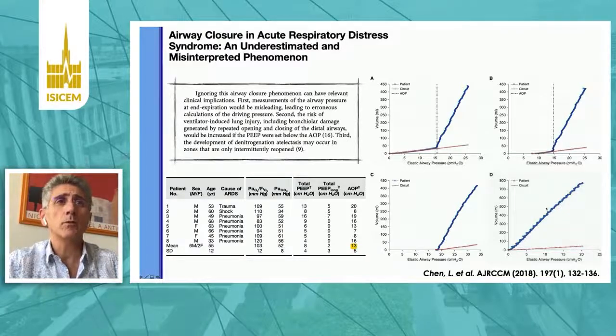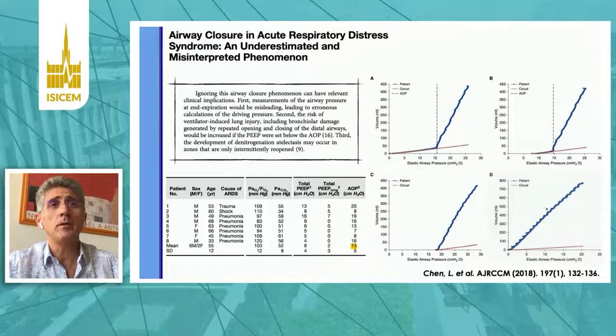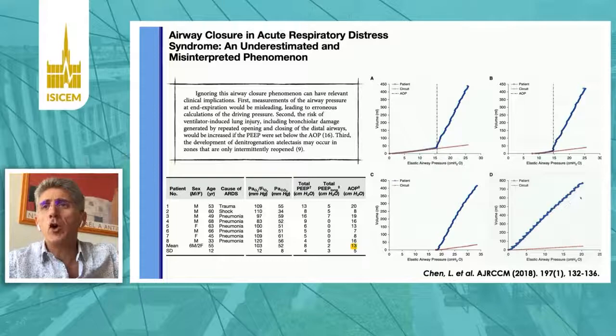The consequences can be really important because the measurement of the airway pressure at end expiration can be totally misleading in the presence of this airway closure phenomenon. Then the risk of ventilator-induced lung injury can also be underestimated if you set the PEEP under the airway opening pressure. And you also run the risk of developing denitrogenation atelectasis if some of the zones are intermittently reopened. In this study, overall, the PEEP level was 13.